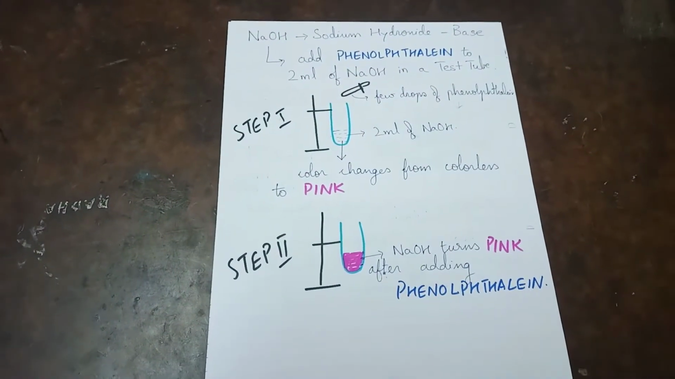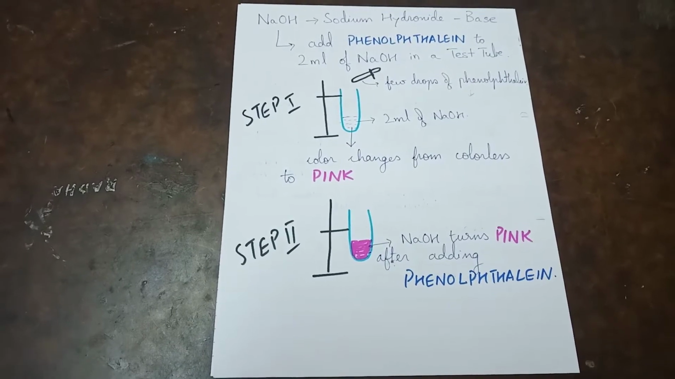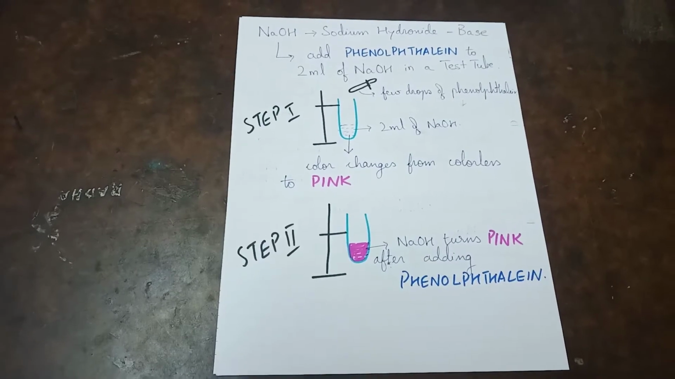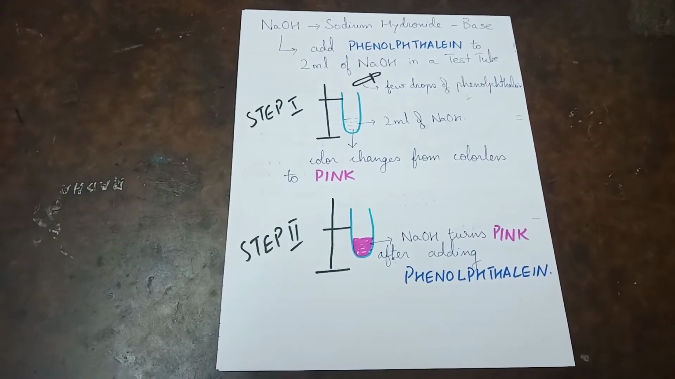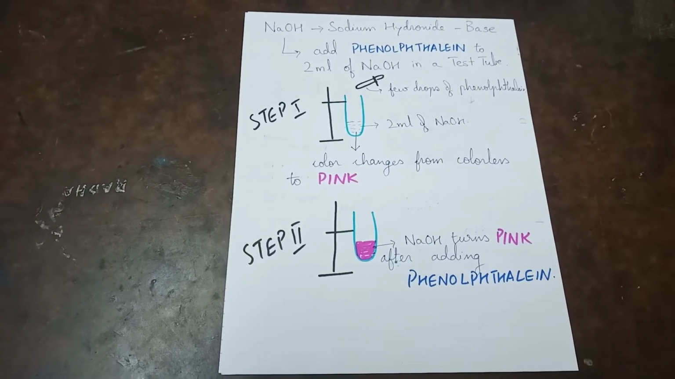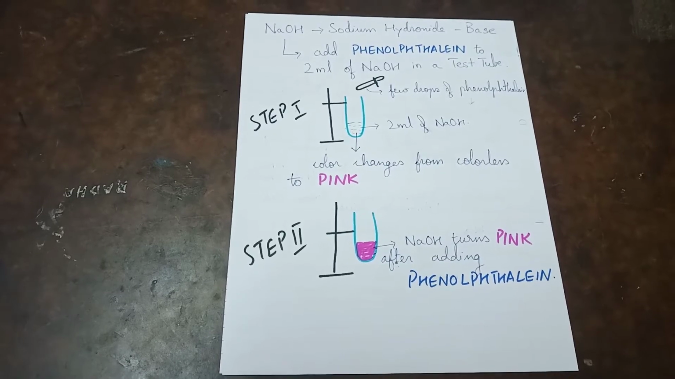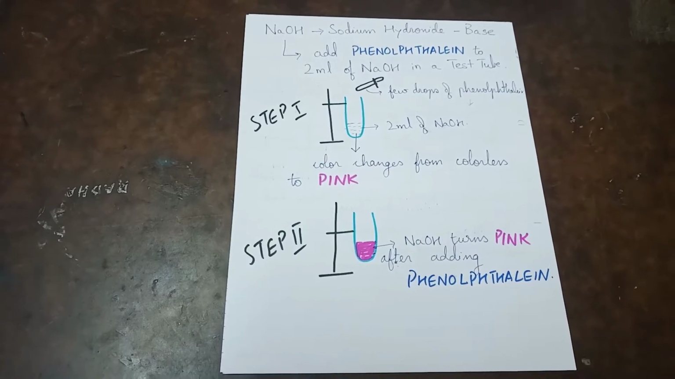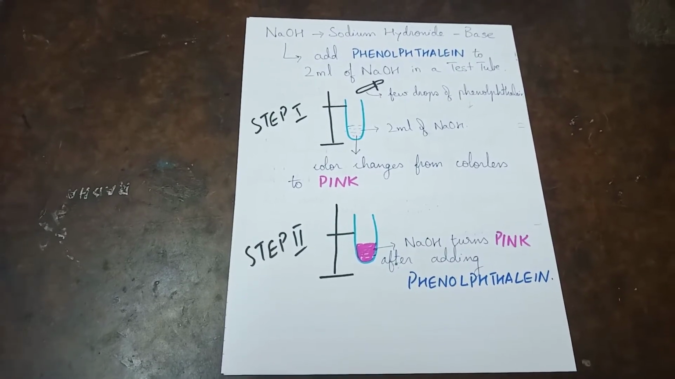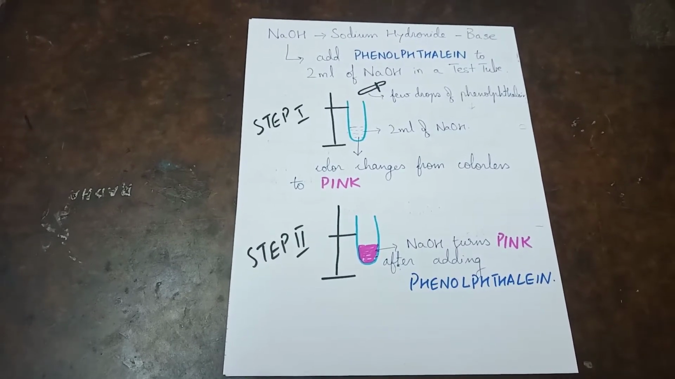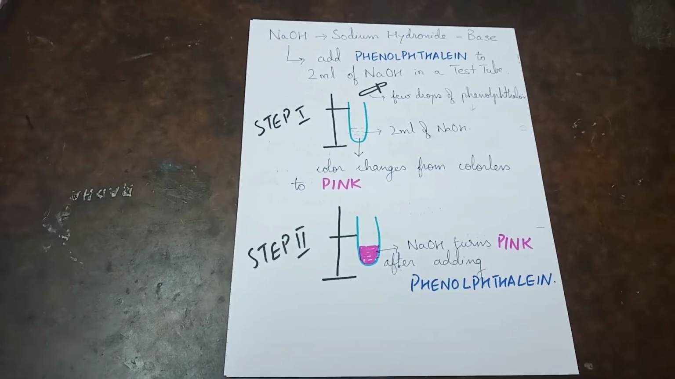Now NaOH, sodium hydroxide, is a base. Take a test tube and put 2 ml of sodium hydroxide in it, and add phenolphthalein to that 2 ml of NaOH. Phenolphthalein is an indicator. It is used to test whether a given substance is an acid or a base. So in step 1, you add a few drops of phenolphthalein to 2 ml of NaOH, and now if you observe, the color changes from colorless to pink.